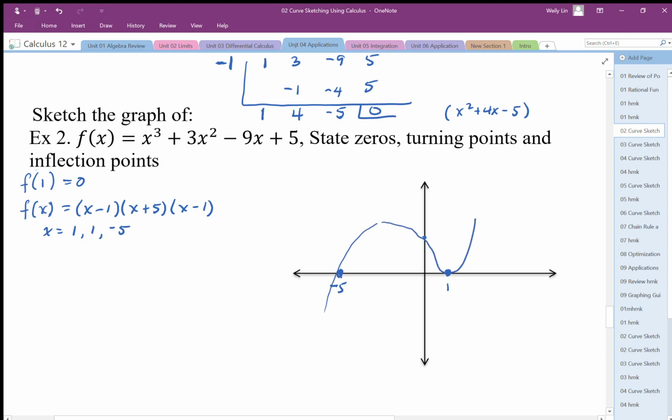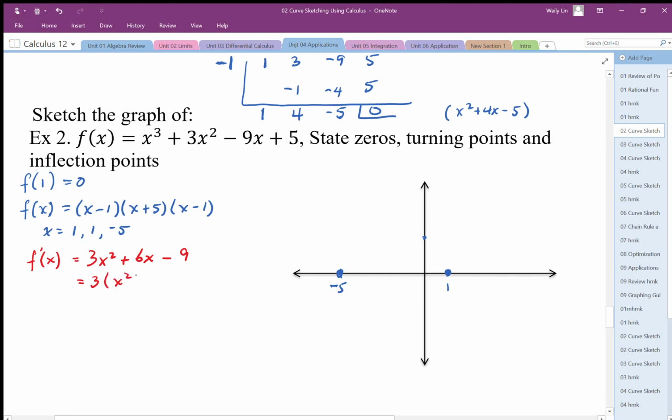Okay, but we still want to find our max, min. We kind of know that's going to be our min because it's a bounce. But we're going to find it using calculus, and we're also going to find an inflection point. So let's start with the derivative to find max and min. So f prime of x is equal to 3x squared plus 6x minus 9. That is factorable, I think.